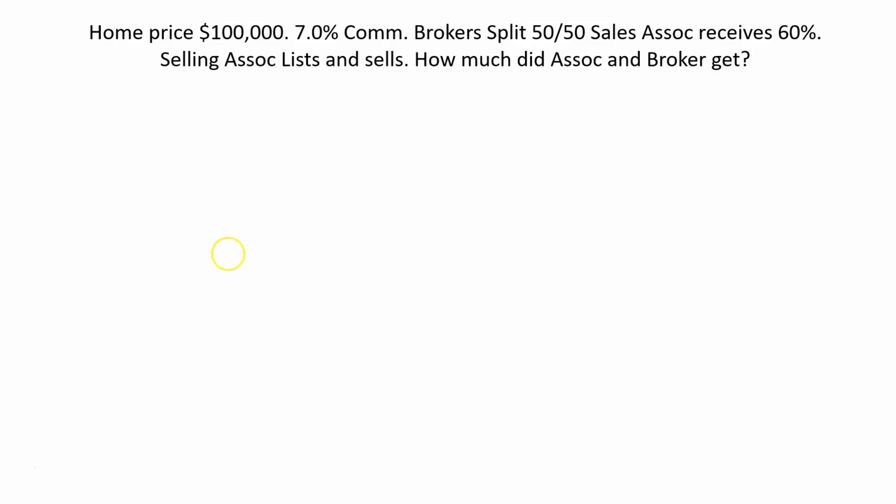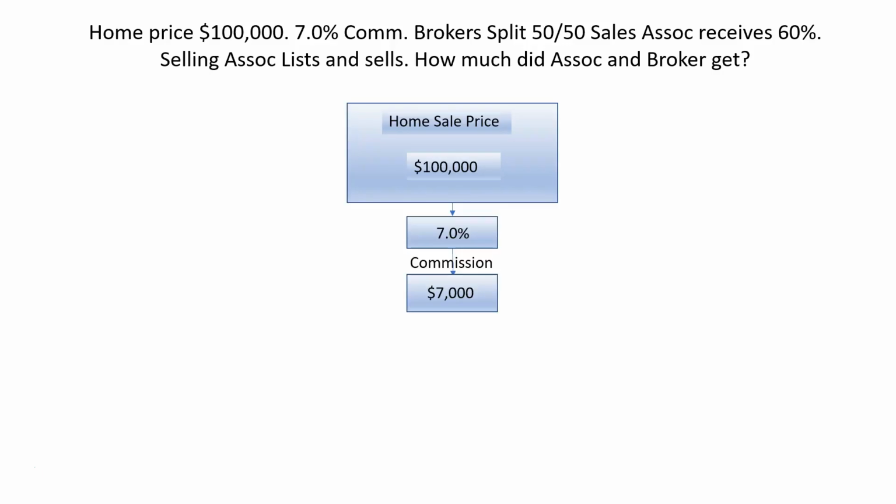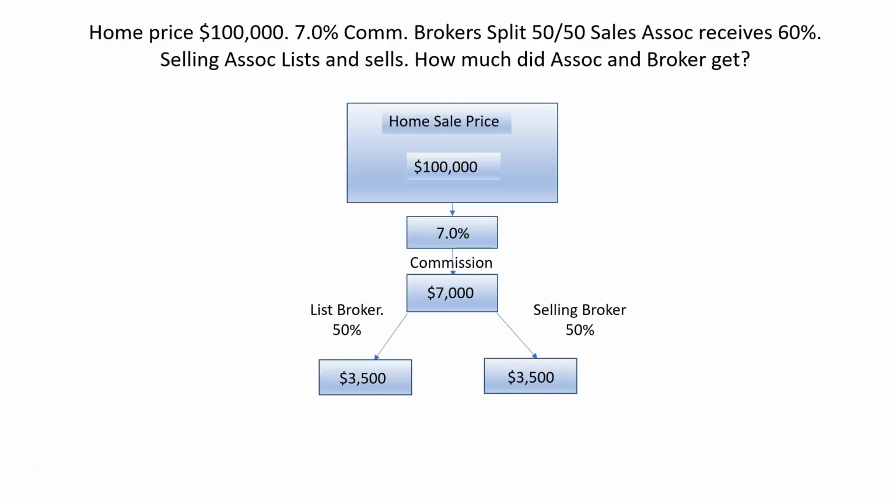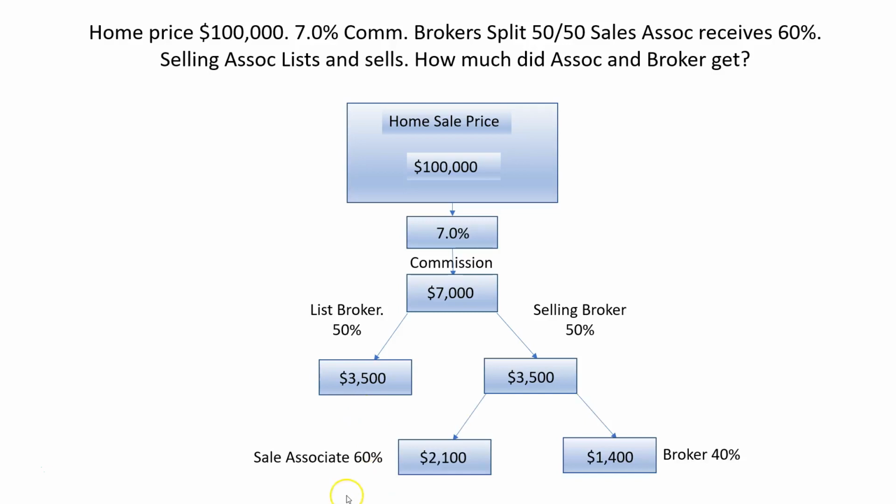So this is probably one of the simplest math problems you'll see on the exam. Home price is 100,000, commission is 7%. Therefore the commission is 7,000. It's going to get split two ways between the listing broker and the selling broker, which is 3,500, 3,500. And the question states that the selling associate lists and sells and receives 60%. So how much do the associate and broker get? And really, you just multiply that by 60. Obviously, the broker ends up with 40%.